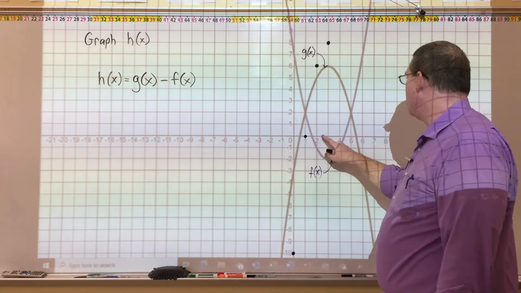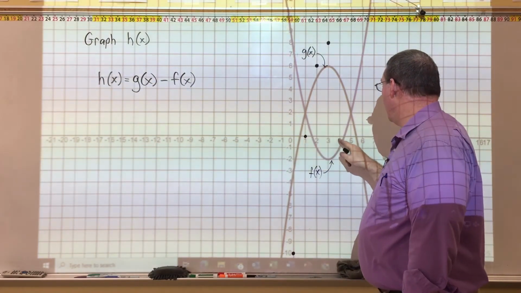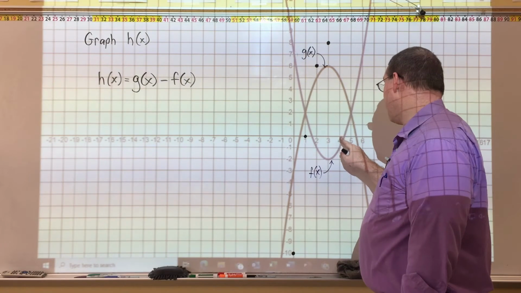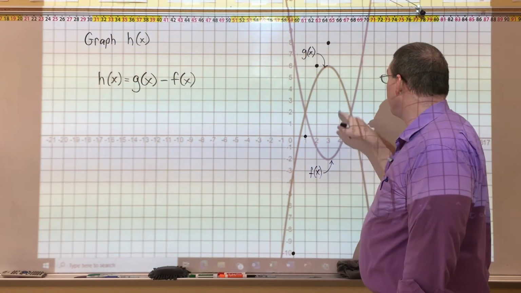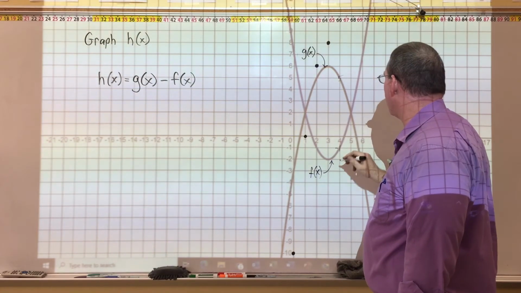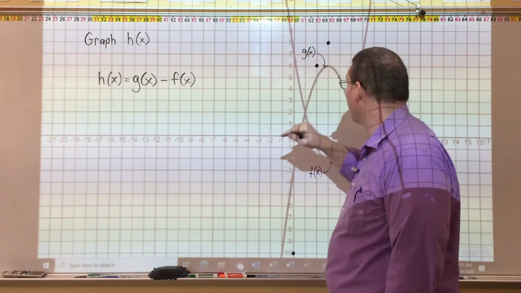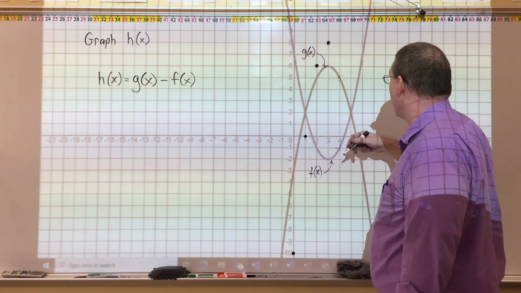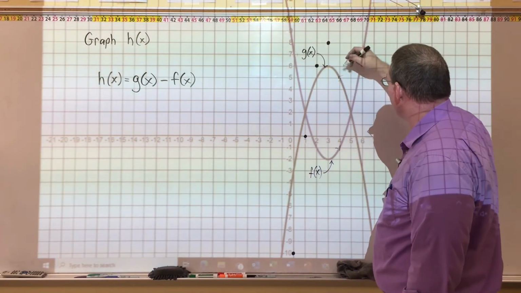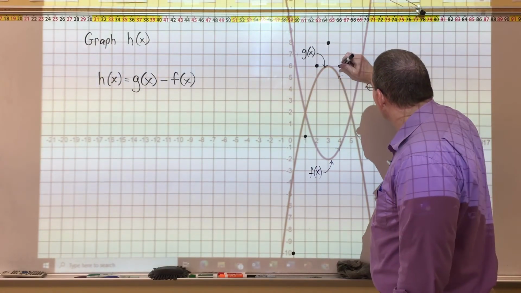Now we're going to move over to 4. At x equals 4, g of x is going to be equal to 5, and f of x is equal to -1. So 5 minus -1, because it's g of x minus f of x. 5 minus -1, that's a +6. Well, that's 5. Here's 6 right here. So 4 and 1, 2, 3, 4, 5, 6. All right.